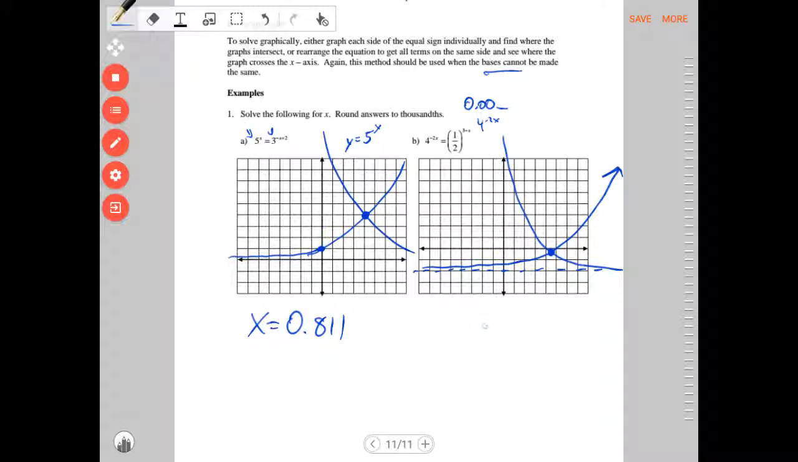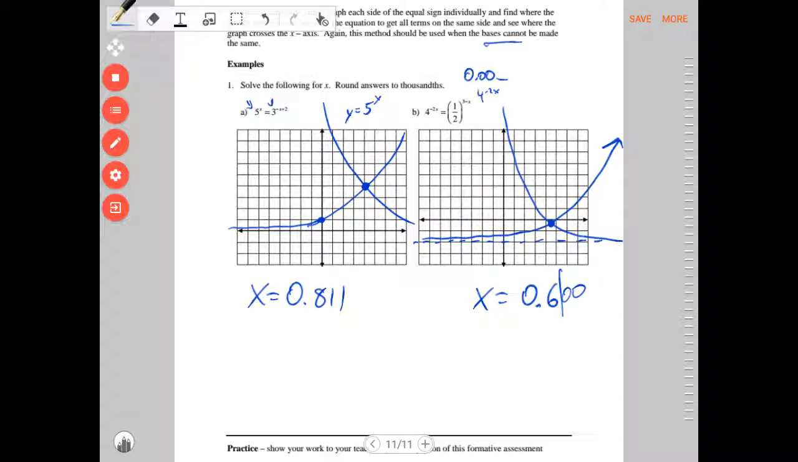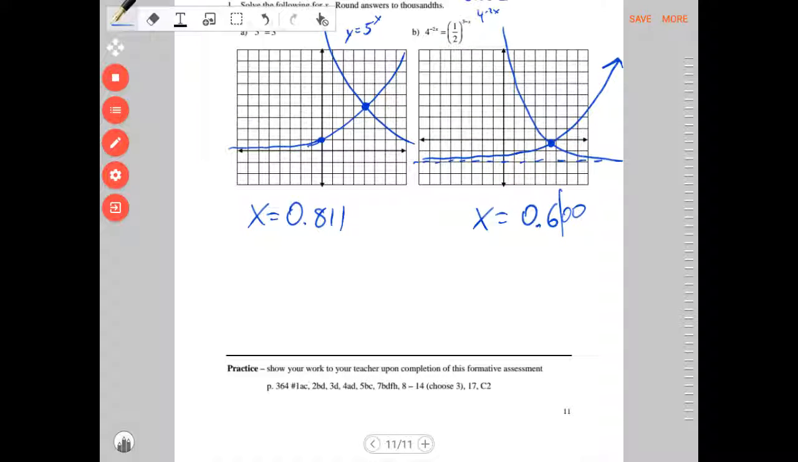Anyways, you find that intersection point and x equals 0.6. And we said nearest thousandth, so that's exact, 0.600 if you're really picky about the thousandth, but that did work out pretty exact. So we're all good in that sense. And so you have two ways of doing this. You can make the bases the same, or you can graph them.